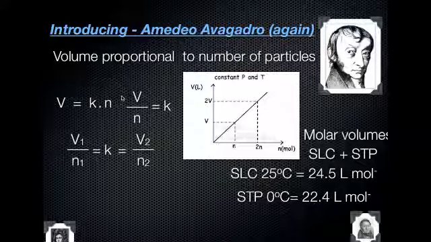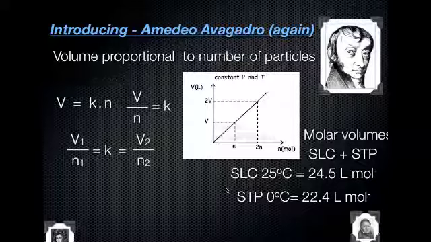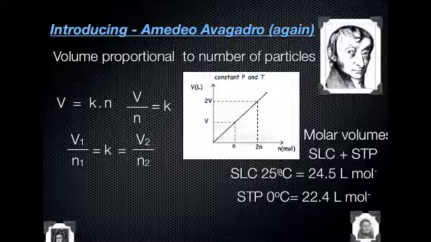Now, there are interesting things you should probably know that we can use to convert straight from number of moles to volume. These are basically the K value here for certain temperatures and pressures that we use a lot. They are standard laboratory conditions, which is 25 degrees Celsius and 1 atmosphere, which is 101.31 kPa, and standard temperature and pressure, which is 0 degrees Celsius at 1 atmosphere.